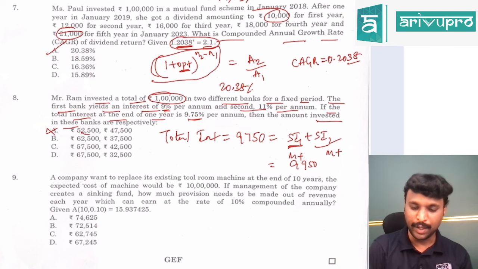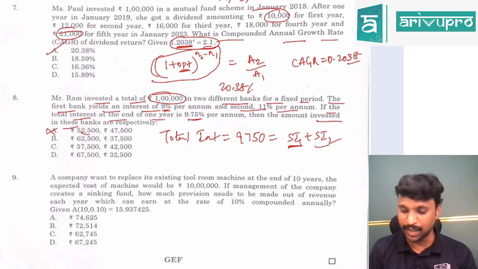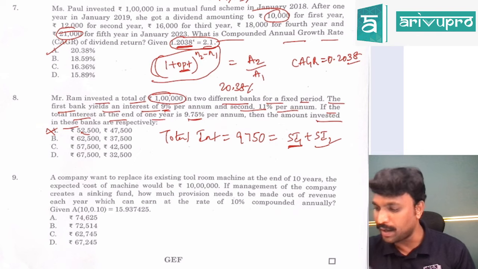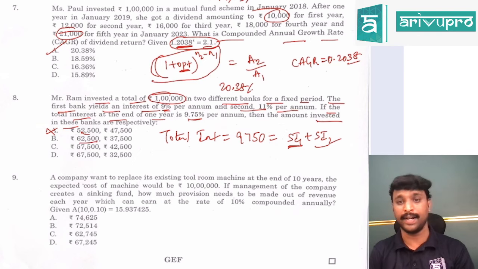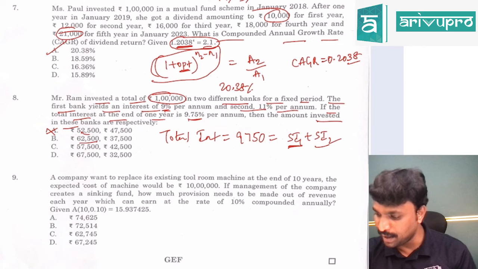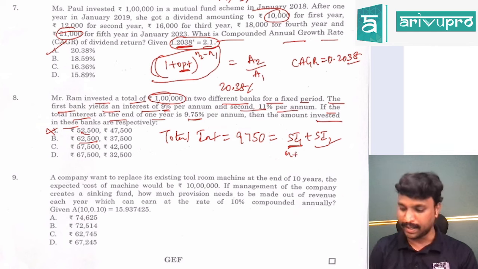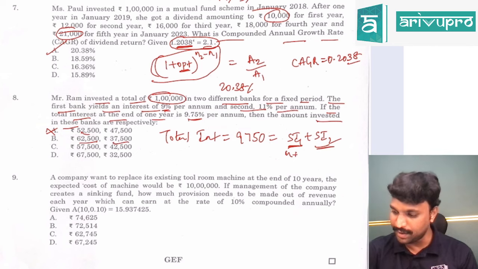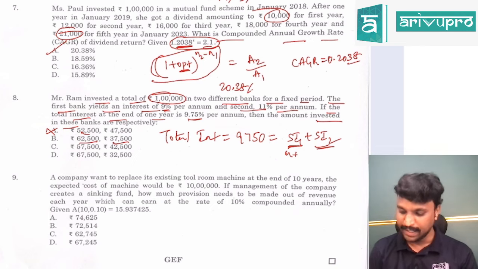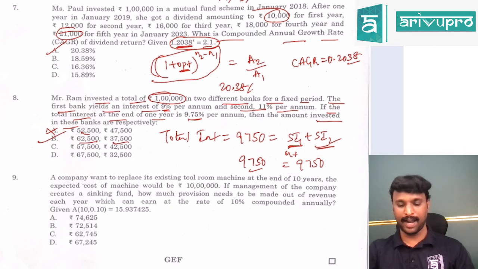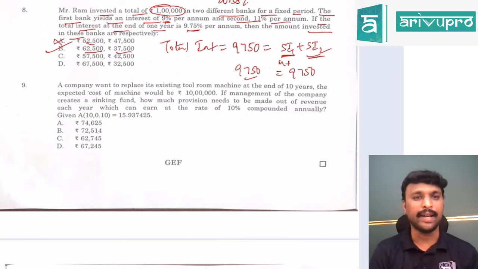Now you hit the second option. Guys, in the second option, the first principal is 62,500. So type 62,500 into 9%. And how do you store it? M plus. Next, SI2, the principal is 37,500. Rate of interest is 11%. Press M plus, then MRC. This will definitely give you 9,750. So the sum of both the SIs is giving you 9,750. Therefore option B is the right answer. Hope this is clear. Now look at the next question, guys.